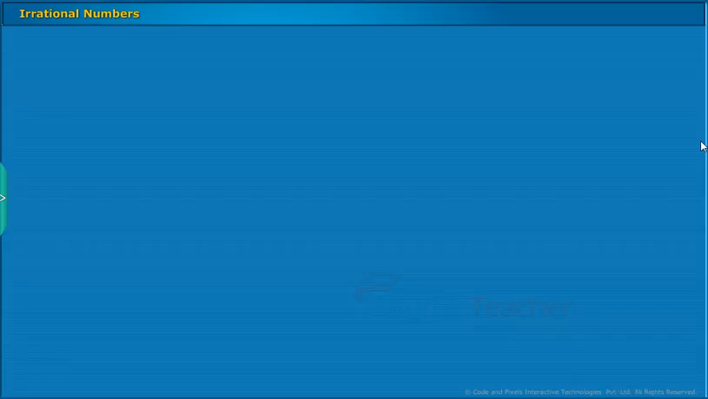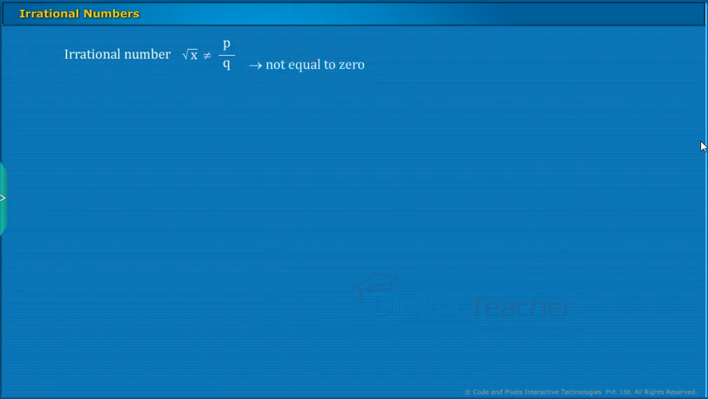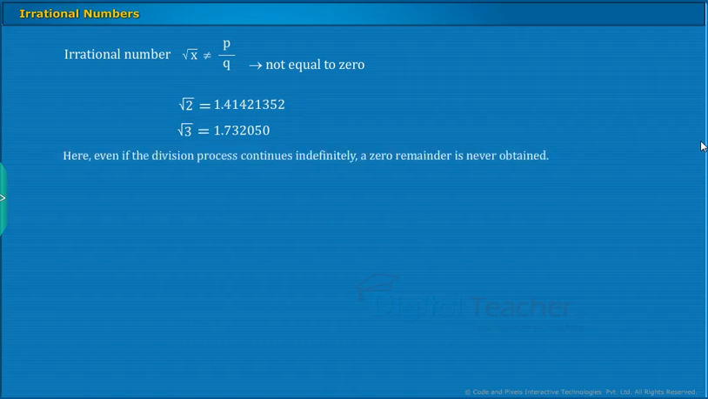Now, let us know about irrational numbers. A number is said to be irrational if and only if the number can't be written in the form of p by q, where p and q are integers and q not equal to 0. These are the numbers which express a fraction into a decimal by the division method. Here, even if the division process continues indefinitely, a zero remainder is never obtained. These decimals never repeat and never terminate. Let us look into some examples that we are familiar with.